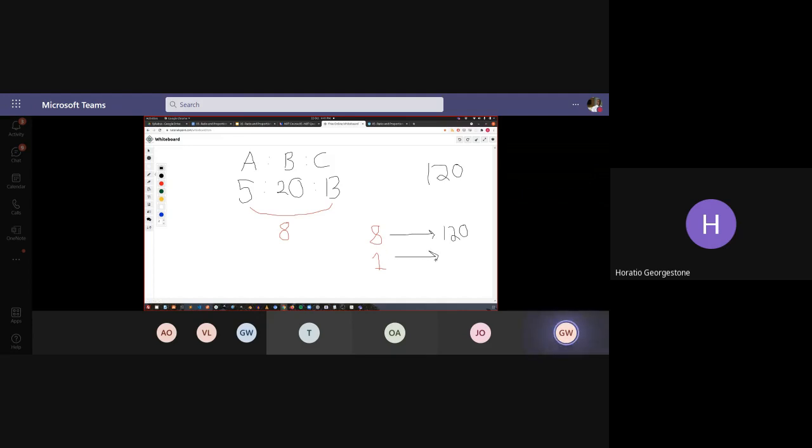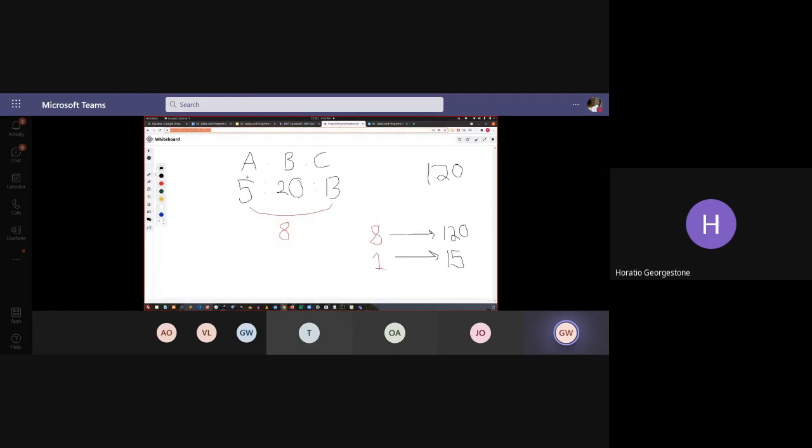And so what we do is divide 120 by 8, and we get 1 part in the ratio represents the number 15. And from here, it's really easy to work out the numbers A, B, and C. So A is going to be 5 parts, so 5 times 15 is 75. B is 20 parts, so 20 times 15, which is 300. And C is 13 parts, so 13 times 15 is 195.